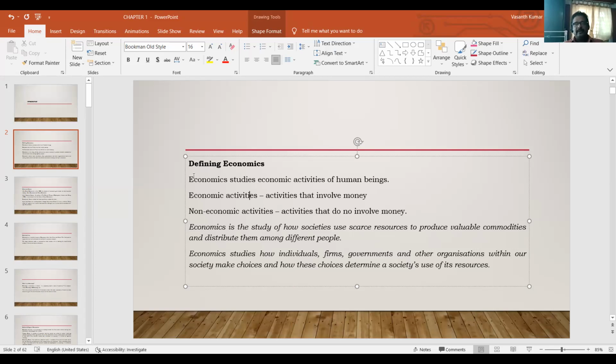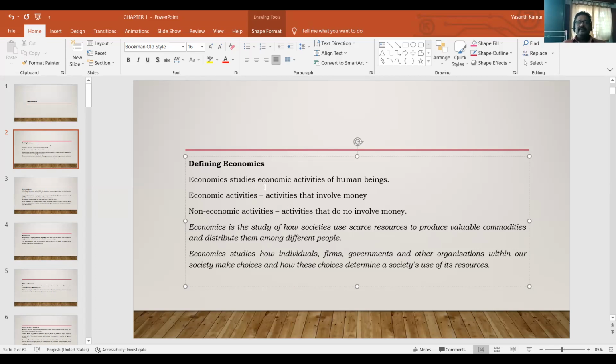So let's start with defining economics. Now, what is economics? What I understood from what Father said is that most of the students sitting here are either studying economics or have started studying economics. Anyway, we have to first understand what the subject that we are going to study is. We have to start with defining economics.